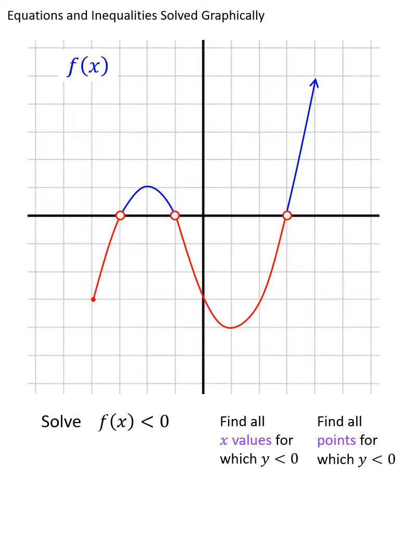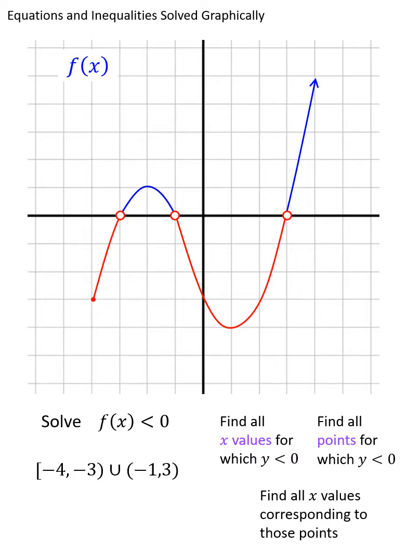But remember, I'm solving the inequality, meaning I'm finding x values that make that inequality true. So I now want to find all the x values that correspond to these infinitely many points in red. And again, I'm not including the 3 open circles. Okay, well, here's where it gets a little tricky. Here's the solution expressed in interval notation.